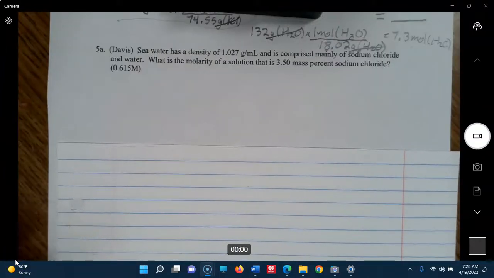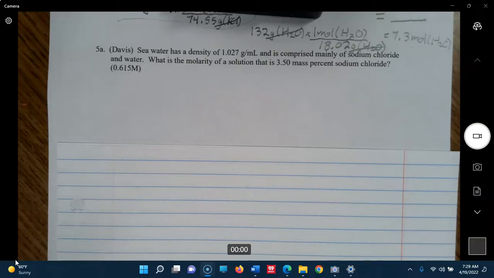Okay, here we go. Seawater has a density, so now we're getting into a problem that has density of 1.027 grams per milliliter. It is comprised mainly of sodium chloride and water. So it's really an NaCl and water problem here. What is the molarity of a solution that is 3.5 mass percent sodium chloride?